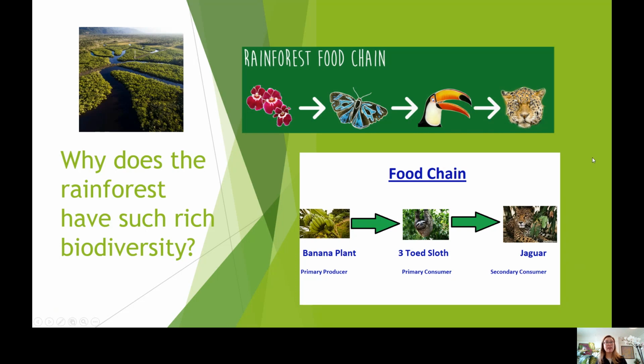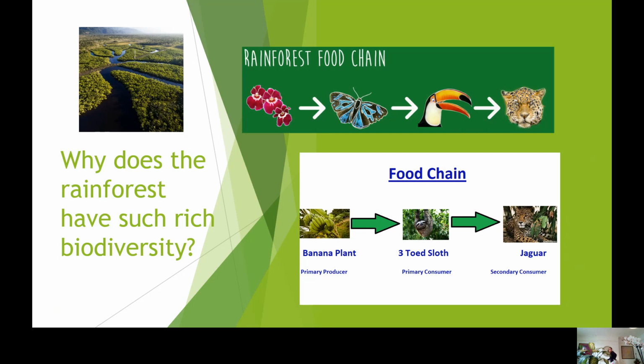I mentioned the food chain earlier, so here are some examples of a food chain. The jaguar eats the bird or the pelican, which eats the blue butterfly, which eats the orchid. The jaguar eats the sloth, which eats the banana plant.